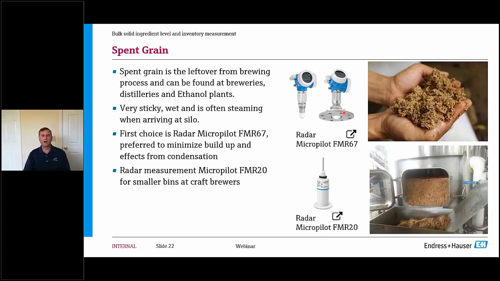And you can see here we have two different styles, one with a flange and one with a threaded connection. So if you only have a threaded nozzle on the top, you'll be able to put it in there. And if you're a smaller brewer and you only have, let's say, a smaller bin, you may not need one of these units. You can also go with an entry-level type of free space radar device, good up to about 20 feet or so for level in these applications. So there is an option for everybody, from a more cost-effective way, just a basic measurement, all the way up to really high accuracy and more advanced functionality, depending on what you're trying to measure.